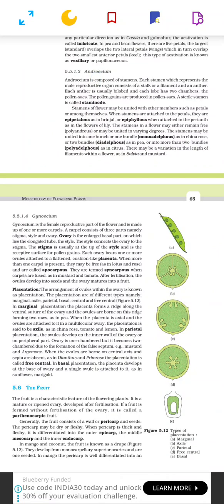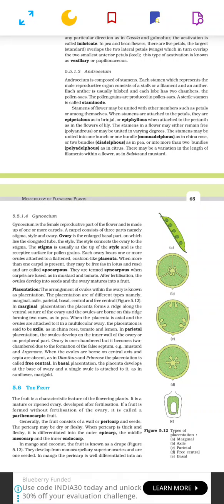Gynoecium is the female reproductive part of the flower and is made up of one or more carpels. A carpel consists of three parts, namely stigma, style, and ovary. Ovary is the enlarged basal part on which lies the elongated tube, the style. The style connects the ovary to the stigma. The stigma is usually at the tip of the style and is the receptive surface for the pollen grains. Each ovary bears one or more ovules attached to a flattened cushion-like placenta.